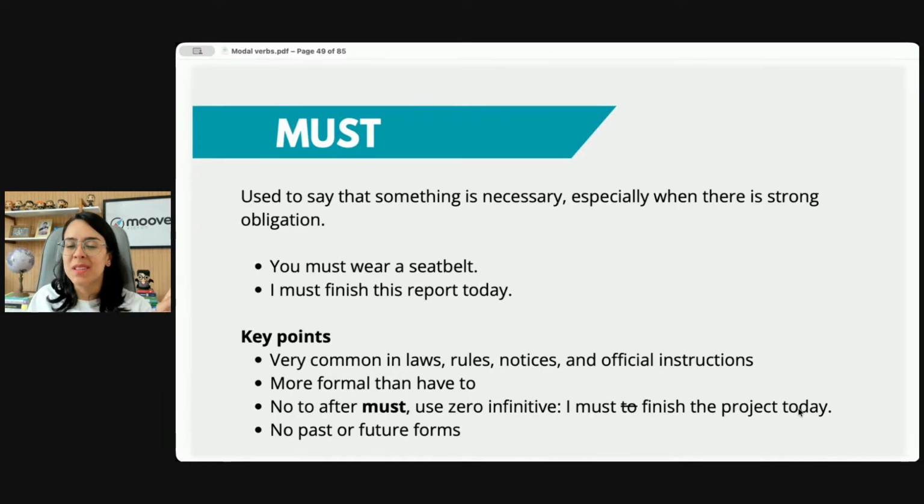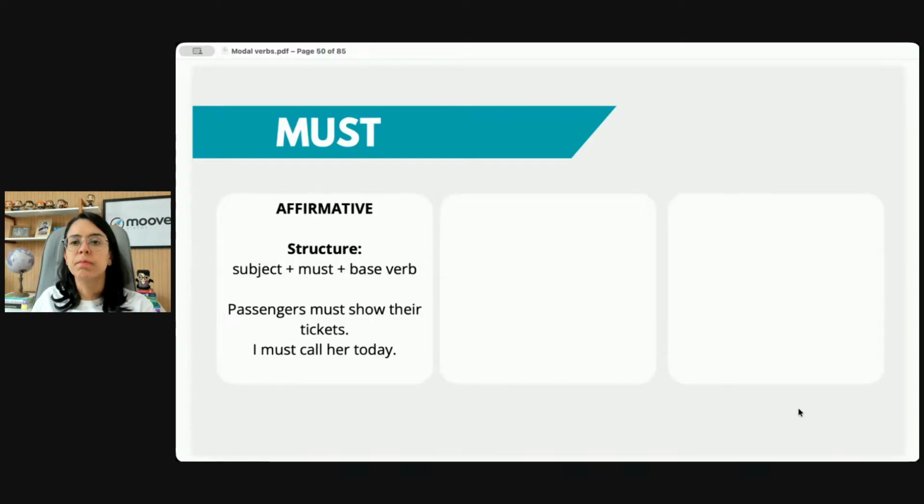No to after must. Don't use the to after must, and don't use the s after must either. He must plays. No, he must play. And it's incorrect to say I must to go. I must go. Okay? Must is only used to express a present obligation. We don't use it in the past or in the future. Okay? Great. So here's some examples. In the affirmative, passengers must show their tickets, or I must color today. In the negative form, must changes its meaning. I'm going to talk about this different meaning later in this class.